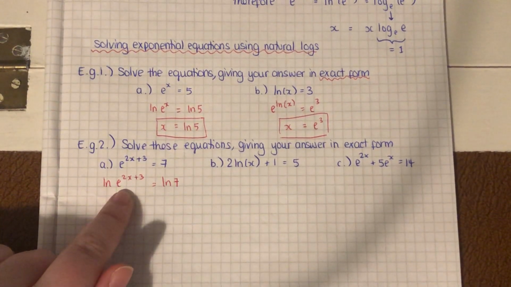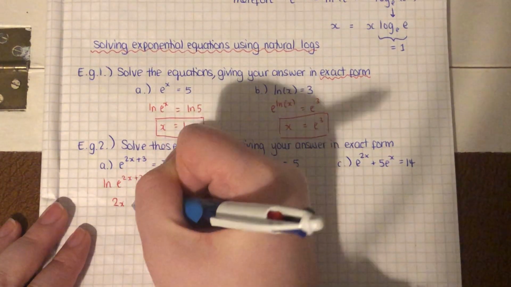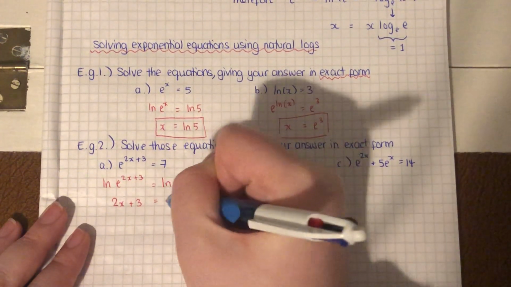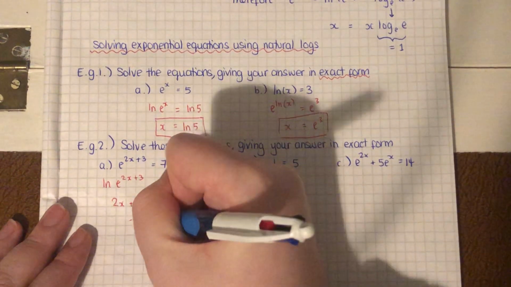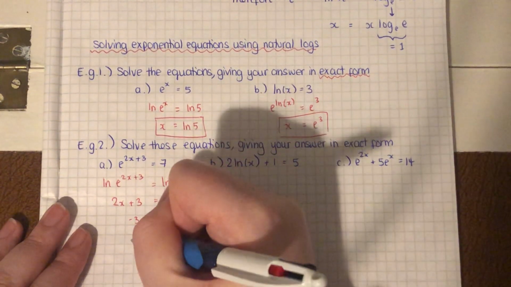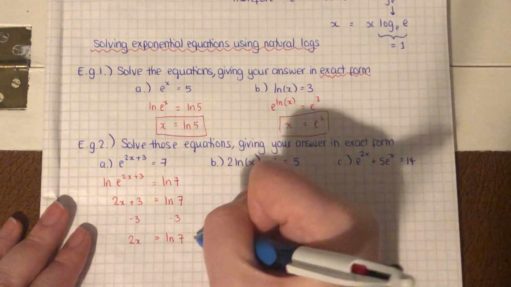So ln of e would be 1, so we're just left with the power. So 2x plus 3 equals ln 7. Subtract 3 from both sides. So we've got 2x equals ln 7 subtract 3.